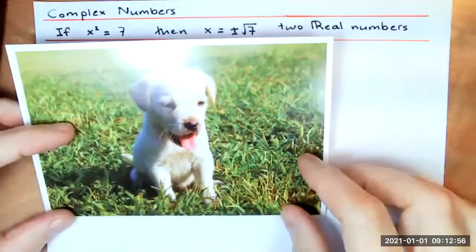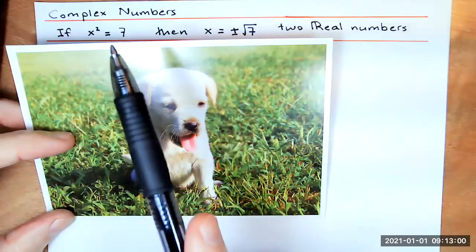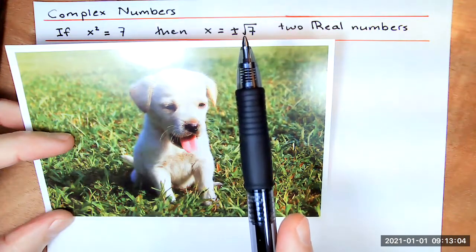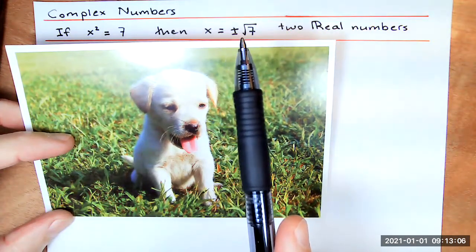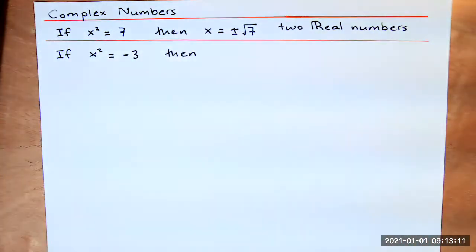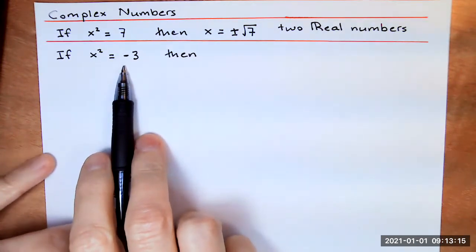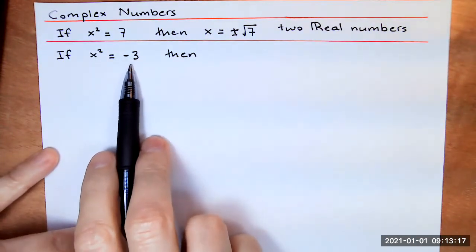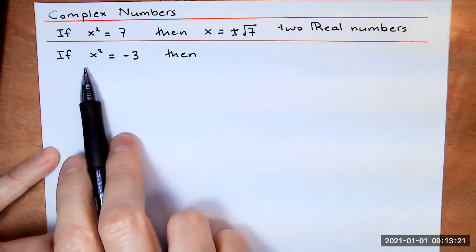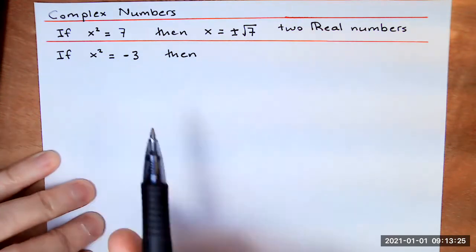All right, let's talk about complex numbers. So when we solved the equation x squared equals 7, we got two real number answers, positive and negative square root of 7. So what happens when we try to solve x squared equals negative 3? Well, you probably recall there's no real number that makes this statement true. So mathematicians had to invent an imaginary number.